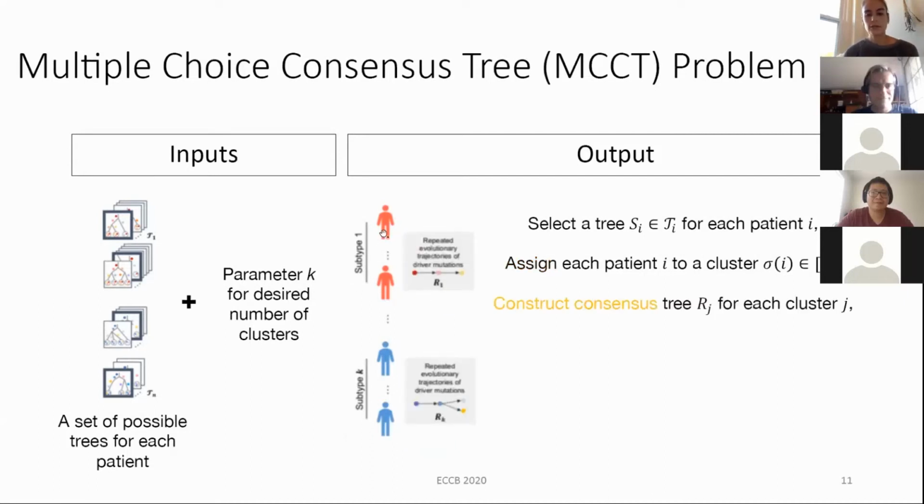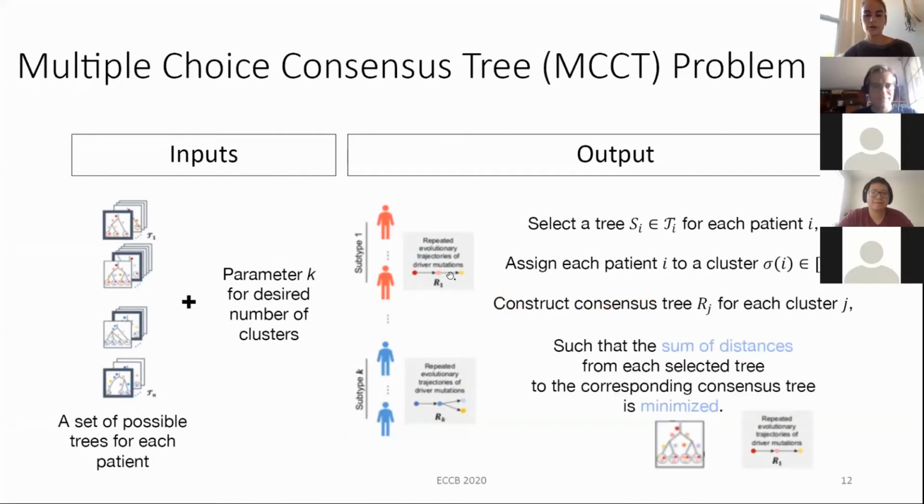Finally, for each one of these subtypes, we'd like to construct a consensus tree, essentially summarizing the repeated patterns that we're seeing across trees within this subtype. This addresses the limitation that when we're learning different patterns across patients, it's really going through this consensus tree that's representing a particular subtype. So there's a selection, assignment, and construction component to the output. And we want to do all three things in such a way as to minimize the sum of distances between a patient's tree and the consensus that summarizes it.